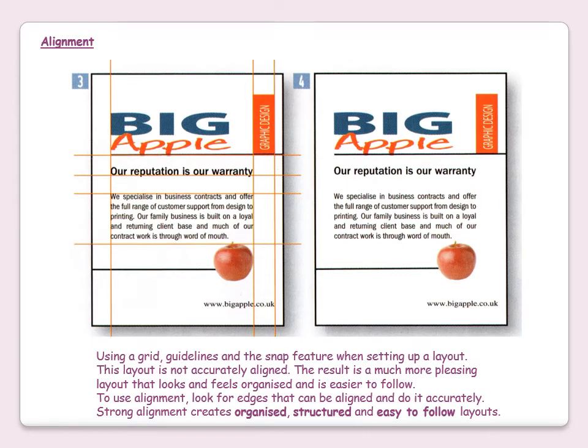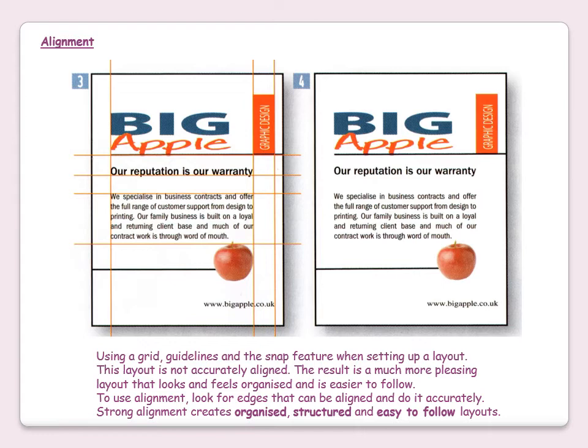Using a grid, guidelines, and the snap feature when setting up a layout, this layout is now accurately aligned. The result is a much more pleasing layout that looks and feels organised and is easier to follow. To use alignment, look for edges that can be aligned and do it accurately. Strong alignment creates organised, structured and easy to follow layouts.